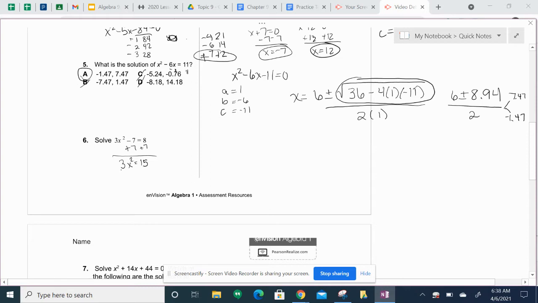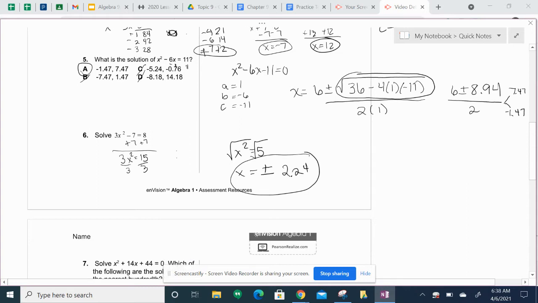I'm going to divide each side by 3, and I'm going to get x squared is equal to 5, and then I'm going to apply the square root and get x is equal to, don't forget, positive and negative 2.24. Now we can round this again to the nearest hundredth, which is 2 places after the decimal. So there are my 2 solutions, positive 2.24 and negative 2.24.